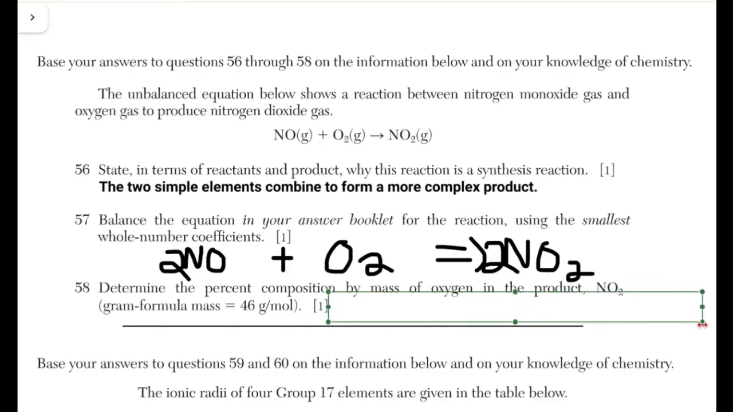Determine the percent composition by mass of oxygen in the product NO2. Gram formula mass equals 46 grams per mole. On the back page of the reference table is the equation: percent composition by mass equals mass of part divided by the mass of whole times 100. We are trying to find the percent composition by mass of oxygen in NO2. You can set up the equation as 2 times 16 u divided by 46 times 100.